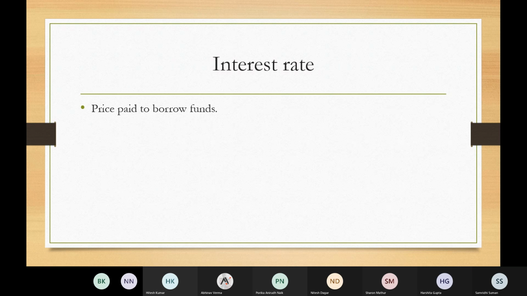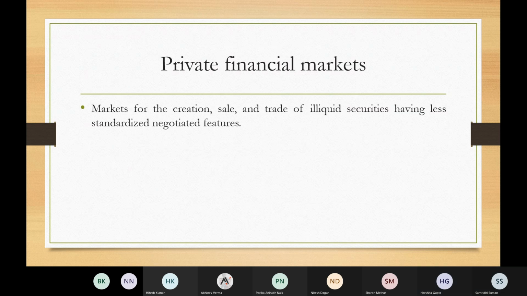Should I move forward? Hello? Am I audible? Ma'am, am I audible? Yes, you are. I lost the connection in between? I think so, you lost your connection. Okay, okay, fine. Okay, so let's move forward.